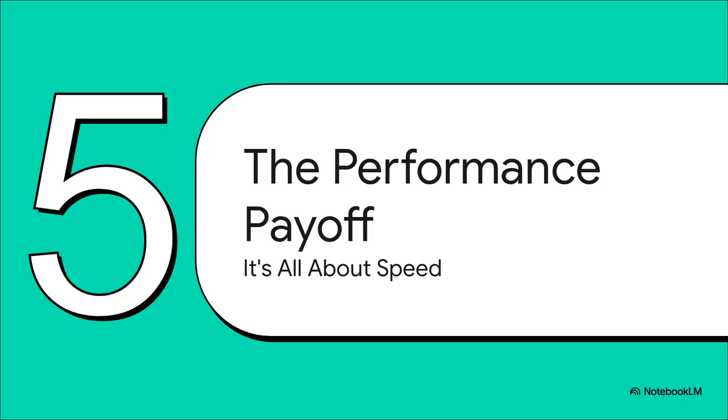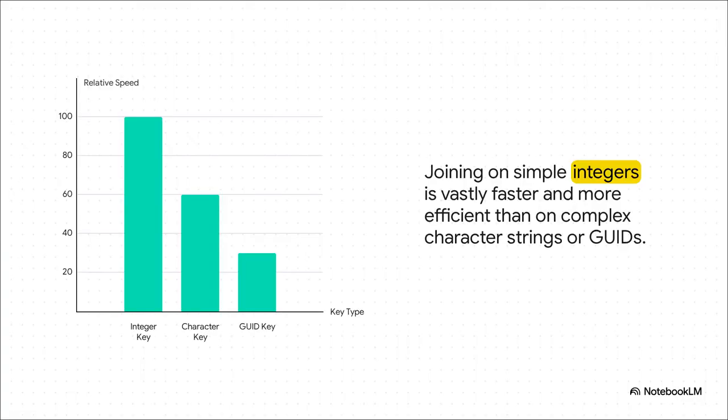And finally, let's talk about the big one. The thing everyone cares about, especially when the datasets get huge: speed. The performance payoff here is just massive. And the why is actually pretty simple. Databases are just built from the ground up to be incredibly good at joining on simple integers. When you're trying to connect a billion-row table to another table, doing it with a small number is just unbelievably faster and more efficient than trying to do it with a long, complicated text string or a GUID. And we're not talking a small difference here. It is a huge, game-changing performance gain.